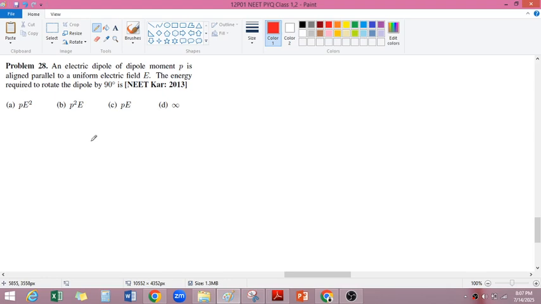An electric dipole of dipole moment P is aligned parallel to a uniform electric field E. The energy required to rotate the dipole by 90 degrees is. I think again the same story we discussed in the previous questions. The electric field is this way, and the dipole is aligned parallel to it, so the dipole moment is also along this way, minus Q plus Q. Just the P vector.